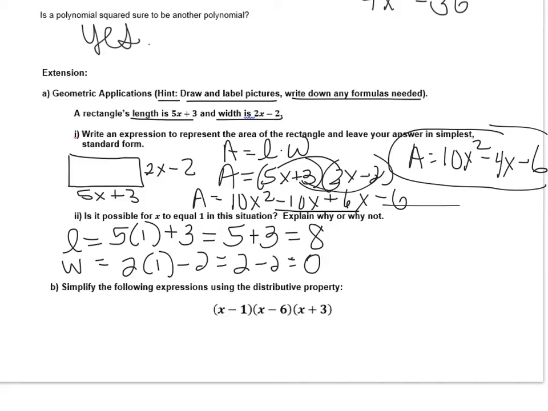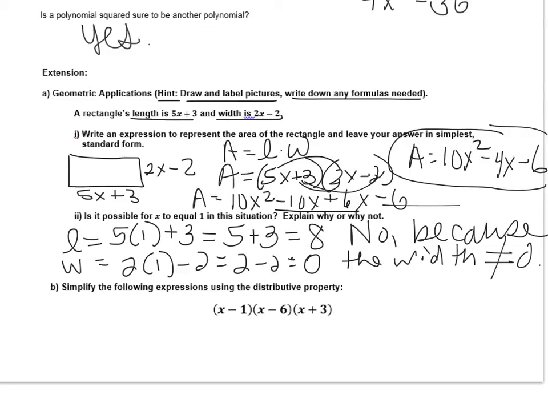So can x be equal to 1 in this situation? No. Because the width cannot equal 0. If you have the width of a rectangle, it's got to be a number greater than 0.